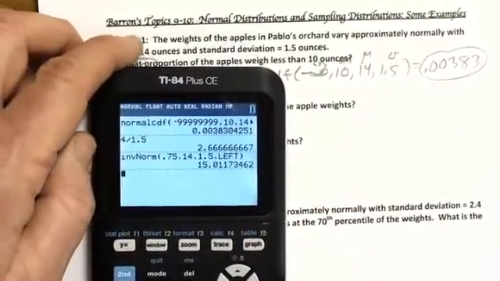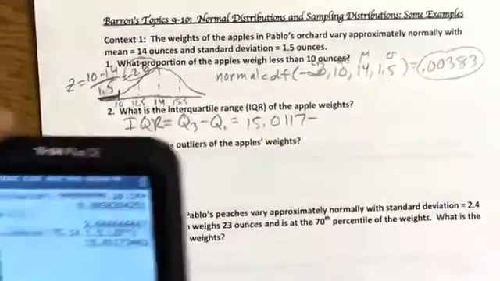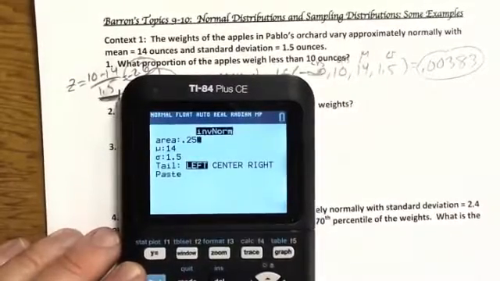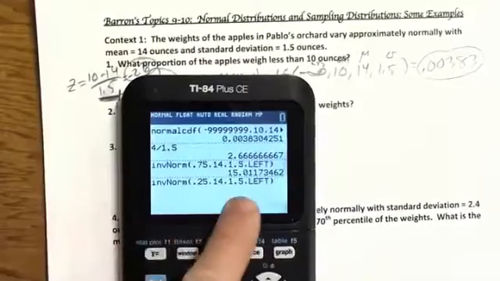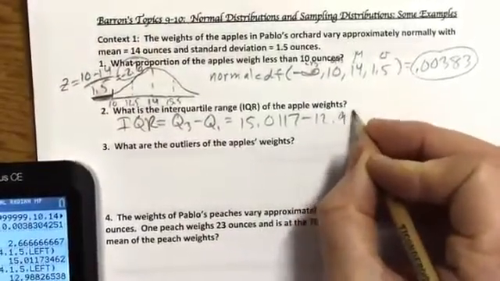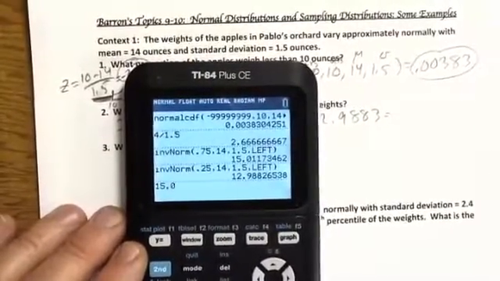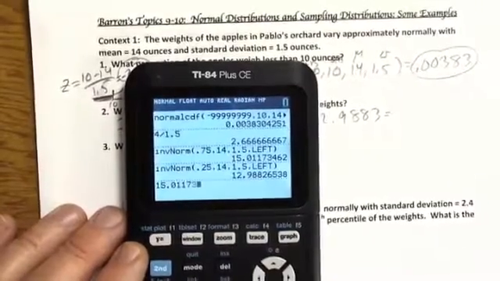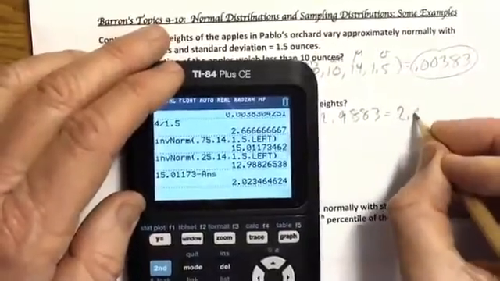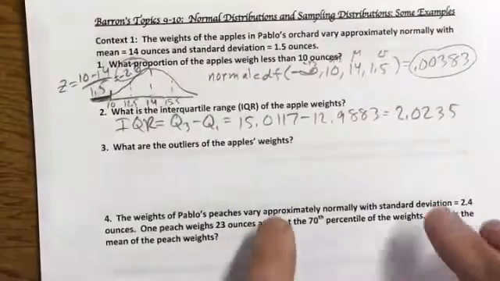And so it's 15.0117. That is Q3. Q1 means to do the same thing with 0.25. Q1 is the 25th percentile. And so there it is. We go like that, and it's 12.9883. So you subtract those two things, 15.0117 minus that last value. And so that is 2.0235, let's say. So that's how you find IQR.